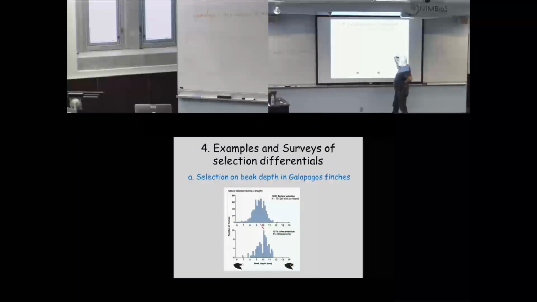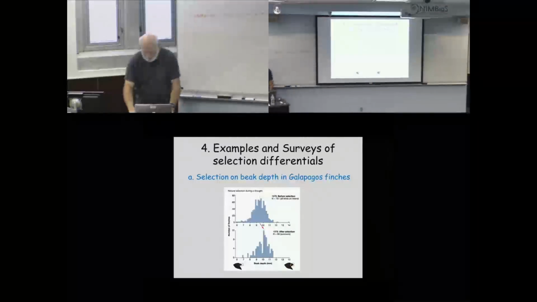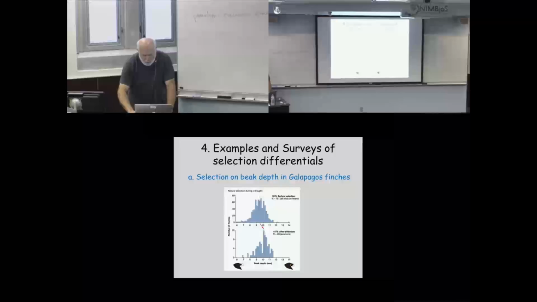It doesn't sound like very much, does it? But that was the shift, and they can show that it's statistically significant. So that's the selection. That's an example of a selection differential measured in nature. Now you could divide it by the standard deviation of this distribution before selection to make it comparable from study to study if you wanted.